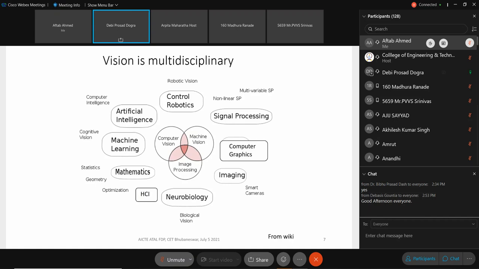Obviously, one person may not be an expert in all these subjects, but you can take up your interest area and take the help of others or existing techniques and come up with a solution, because knowing all these subdomains may be difficult for one person.